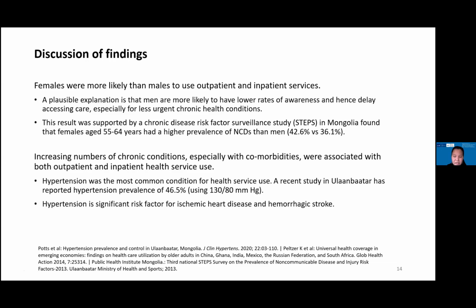An increasing number of chronic conditions, especially comorbidities, having more than one condition, were associated with both outpatient and inpatient services. And as I mentioned, hypertension is actually one of the most common conditions. A recent study in Ulaanbaatar has actually mentioned a prevalence of almost 6.5%. So hypertension is also a significant risk factor for heart disease and also stroke.